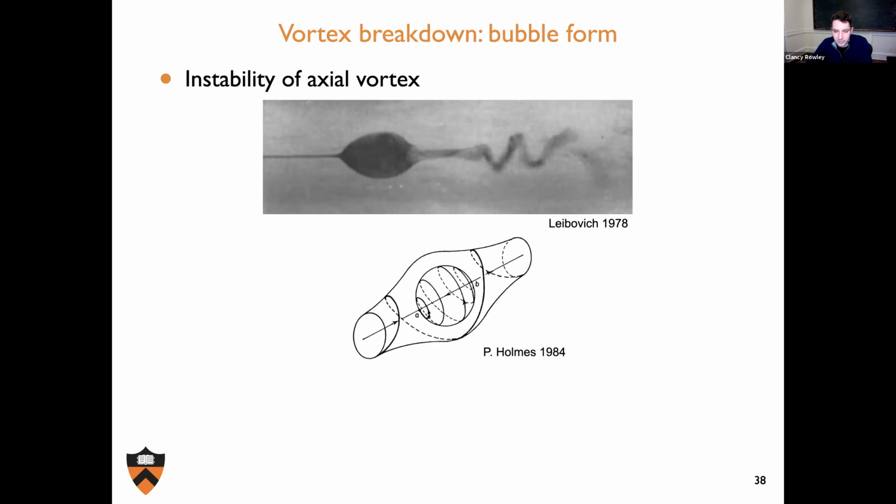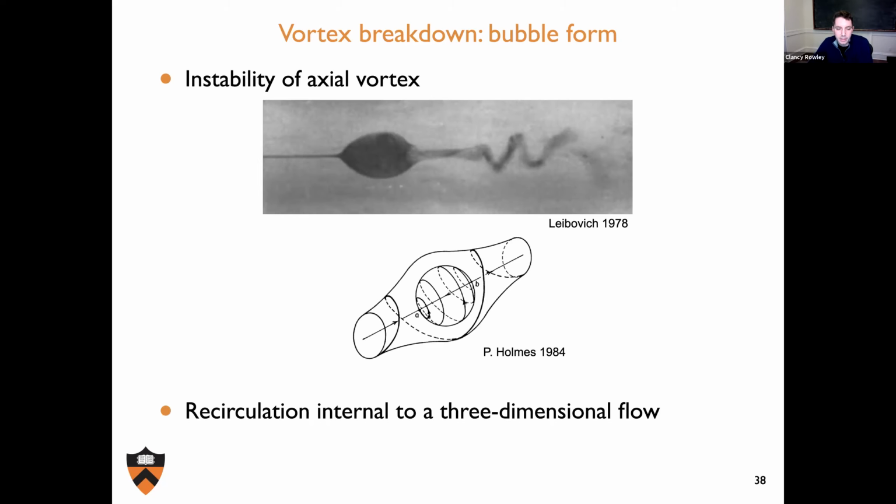Here's a study from Phil Holmes in the 1980s, who did a study of the dynamics of trajectories in this flow. And you see these stagnation points at locations A and B in this flow. So this is actually what is happening in this T-junction flow. You get a stagnation point internal to the flow, and it's a hallmark of this recirculation.